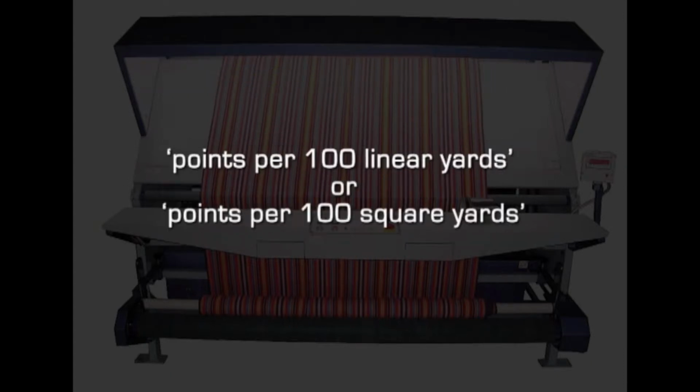In general, the acceptable level of points per 100 linear yards or points per 100 square yards is different for different fabric types. For example, for cotton twill or denim, it is 28 points per 100 square yards for an individual fabric roll, and for all synthetic fabrics it is 20 points per 100 square yards for an individual fabric roll.